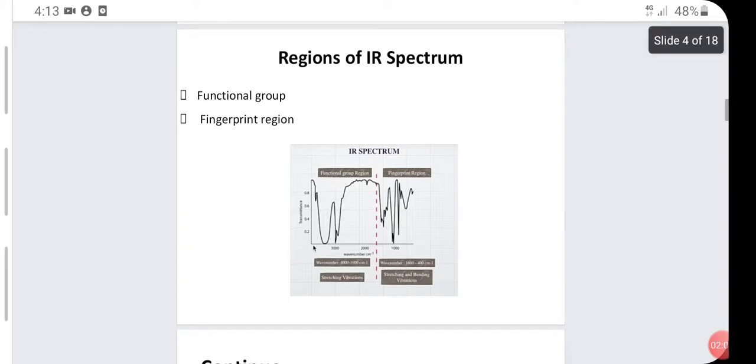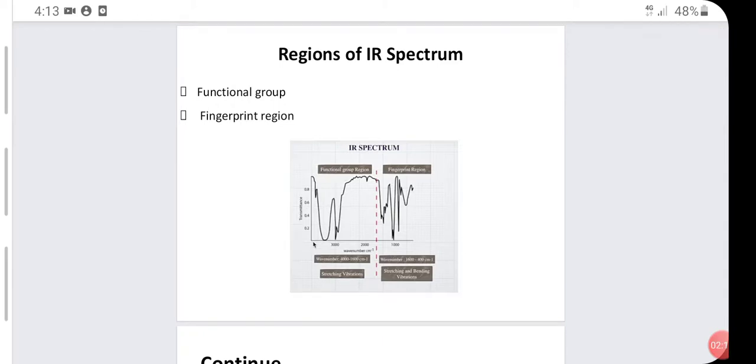So what is the difference between the functional group region and the fingerprint region? The first difference is that the range of the functional group region is between 4000 to 1600 per centimeter, while the range of the fingerprint region is between 1600 to 400 per centimeter.